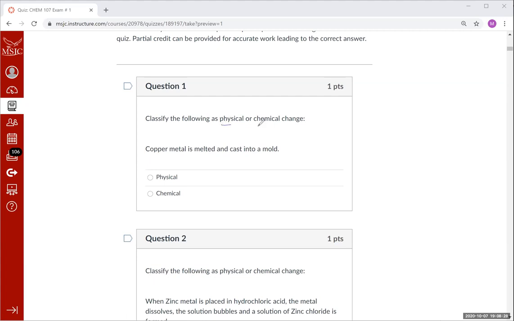So we're looking for a physical or chemical change. So copper metal is melted, okay? Melting. So we're going from the solid to the liquid phase. What do we call that process? Solid to liquid, melting. Phase changes. Are phase changes chemical or physical? So this is a phase change. Physical. Yep, exactly right. So this phase change would be a physical change.